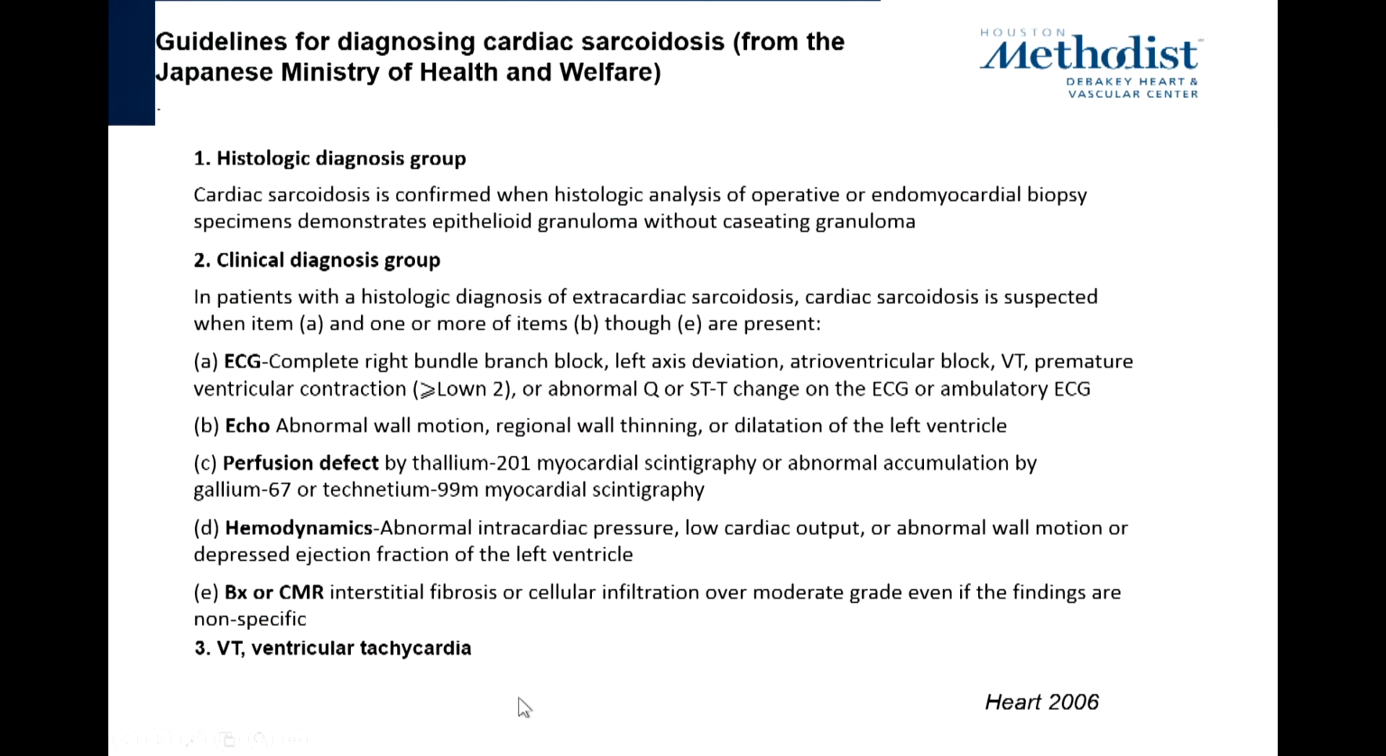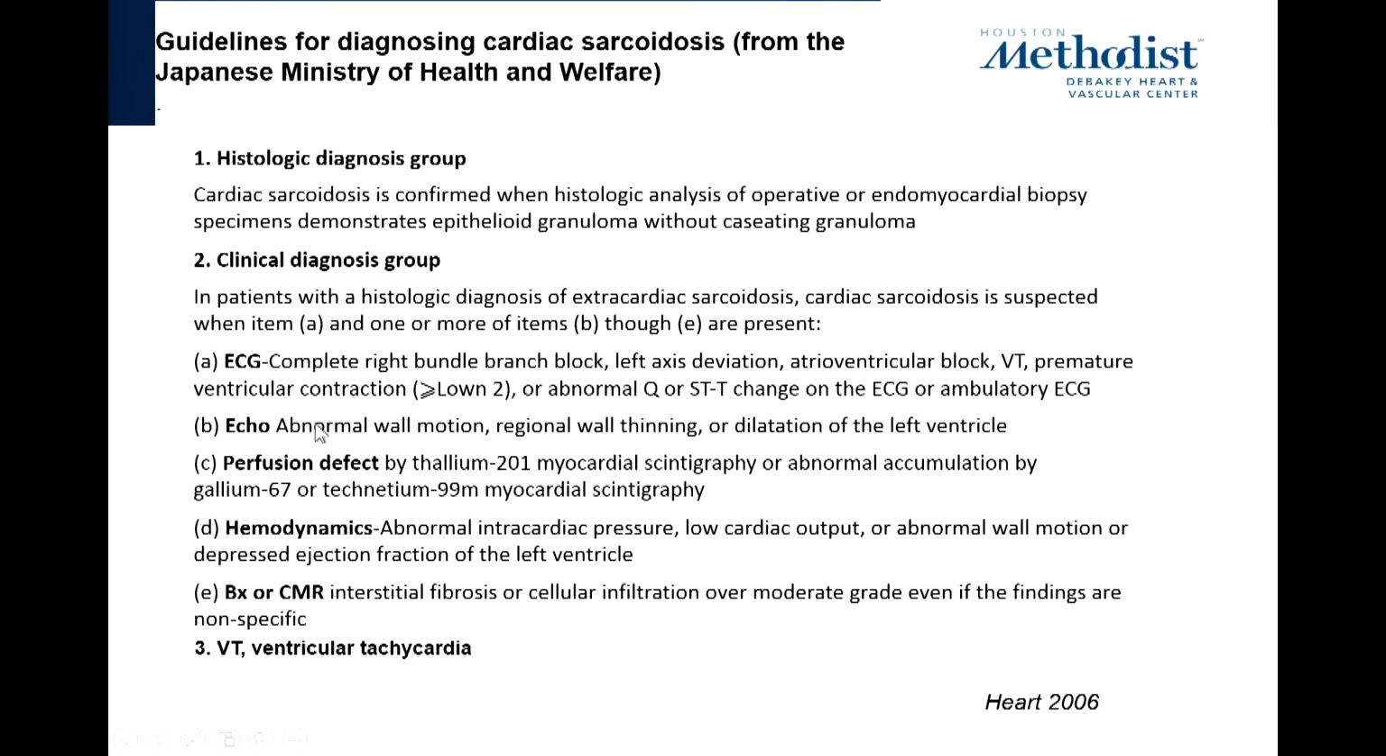So there has been a lot of stuff written about ways to suspect sarcoid, which of course nowadays can be extremely helped by CMR. But from the clinical side, basically, if you have a patient in the right setup, some pulmonary disease and whatnot, and now they have EKGs that have either right bundles, left axis deviation, AV blocks, a lot of VT, premature ventricular contraction, abnormal Q or ST-T changes. I mean, you can see that this is a whole gamut of non-specific findings, but you put them in context and then you start thinking about it.